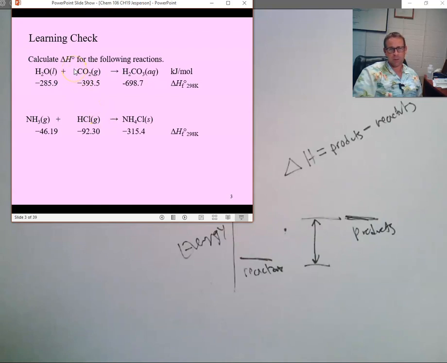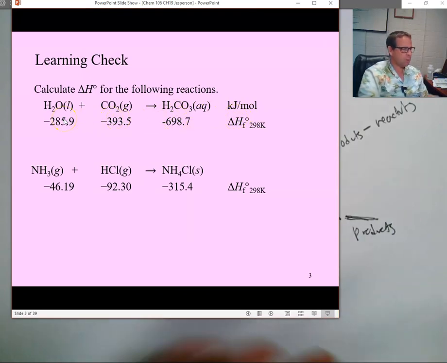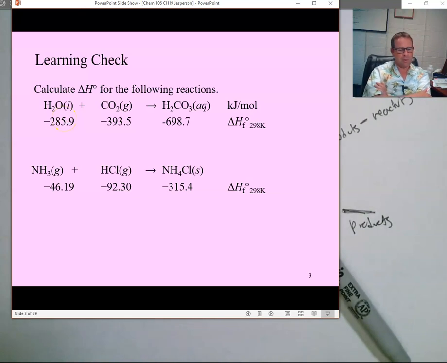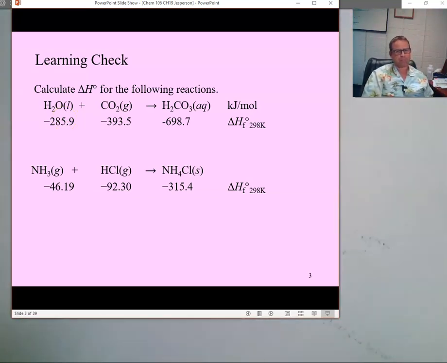This is a little bit of a review, but we can calculate the delta H for this chemical reaction. Do you remember how to do that, Alyssa? How do we calculate the delta H for this chemical reaction given these delta HF values? It's okay if you don't remember, it's been a while, but what do you think? Is it product minus reactant?